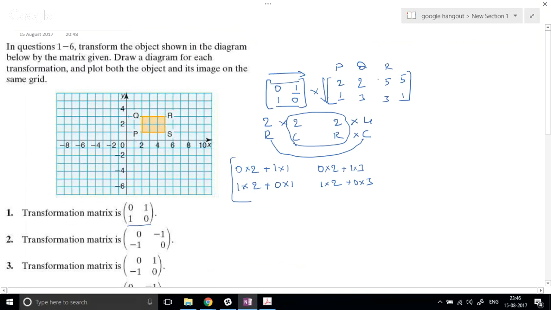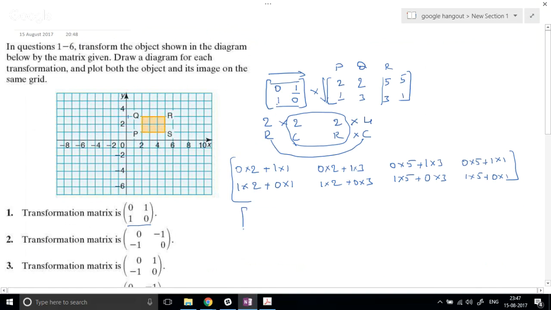Then first row, third column, 0 with 5 plus 1 with 3. Next, second row, third column. So 1 into 5 plus 0 into 3. Then this row with this column. So 0 with 5 plus 1 with 1. Then 1 with 5 plus 0 into 1.